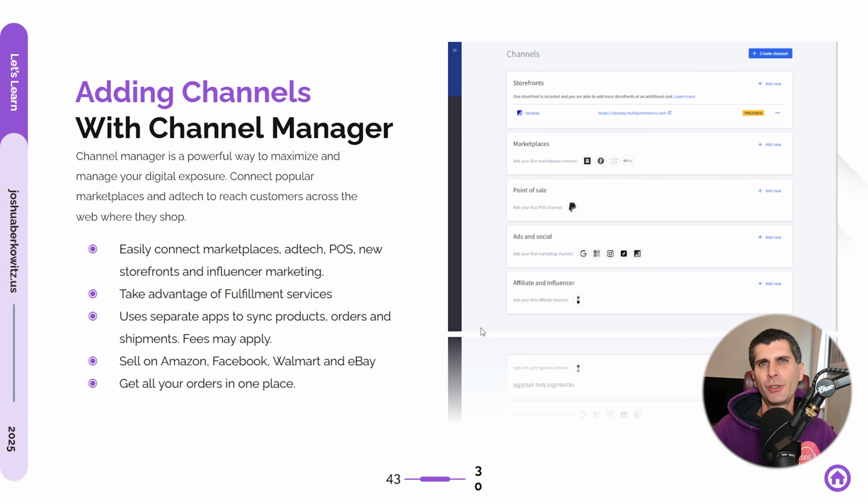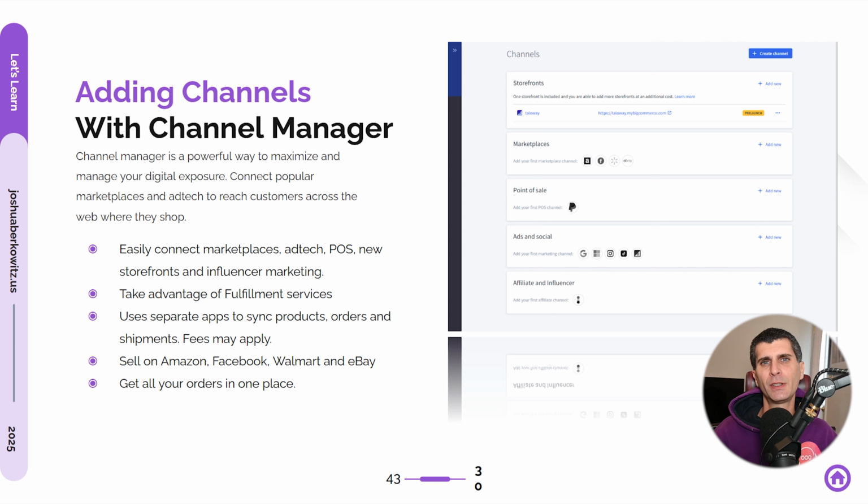The Channel Manager is a very powerful part of the BigCommerce SaaS. It allows you to send your products to other marketplaces and other storefronts you built on the BigCommerce platform, as well as other point-of-sale, ad tech, and influencer marketing programs. This allows you to get a larger digital footprint for your product and your brand without a lot of overhead.